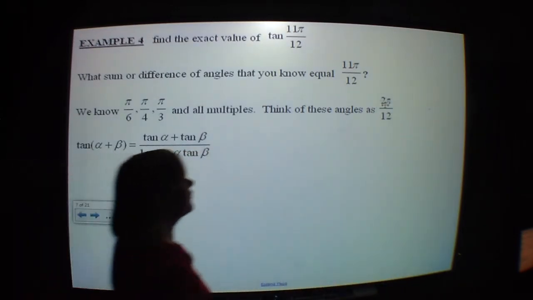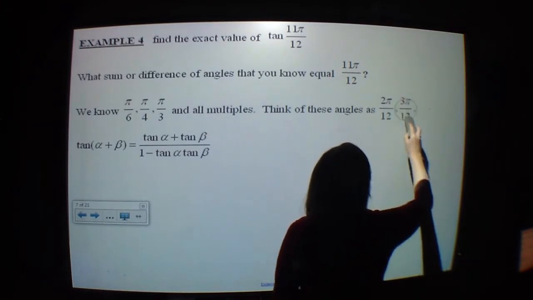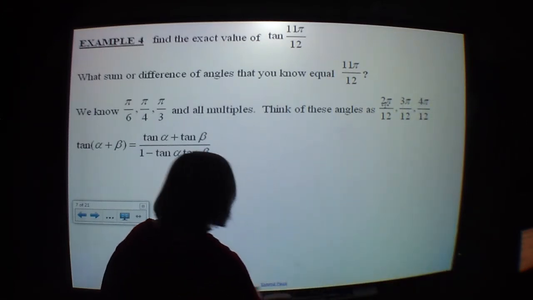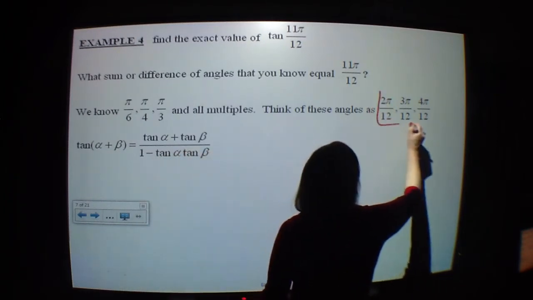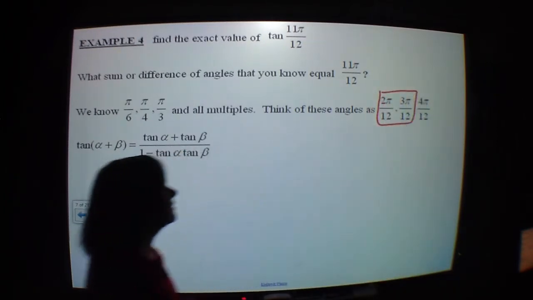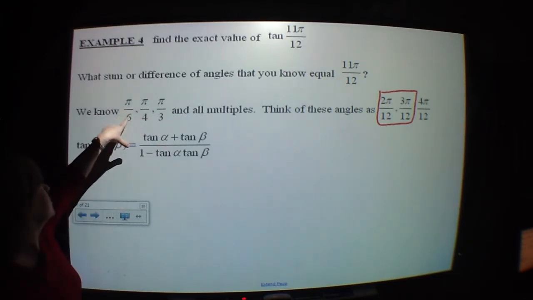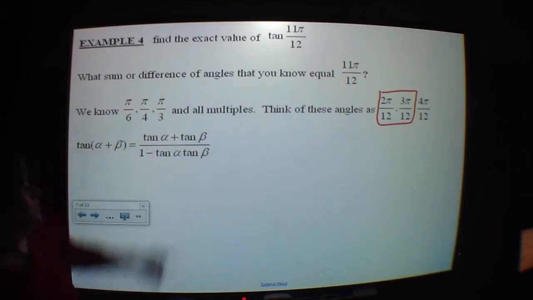We can think of pi over 4 as 3 pi over 12. We can think of pi over 3 as 4 pi over 12. But really, all you need to focus on are these two angles. Because if I take those two angles and any multiple of that, I will have all the pi over 3s. Because 2 of these angles equal 1 of those.